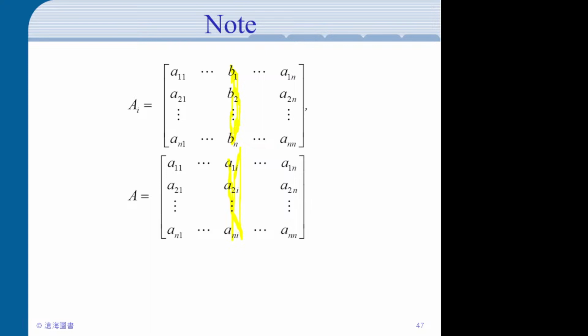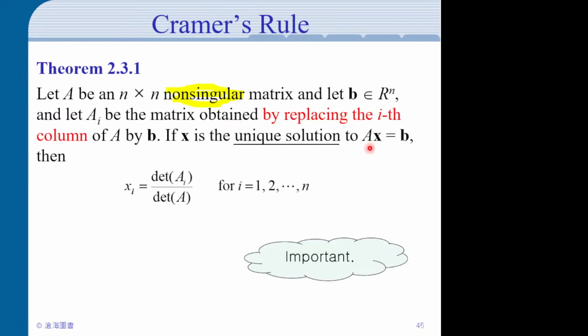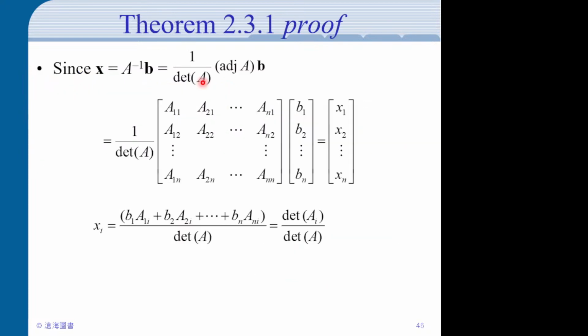The B is from AX equal to B. This B vector. So you replace the ith column of A by this B, and obviously that's another matrix whose determinant you can calculate, and then you divide by the determinant of A. This is quite restricted, it only works for A non-singular. It's still pretty cool. Most of the time, hopefully your matrix is non-singular.